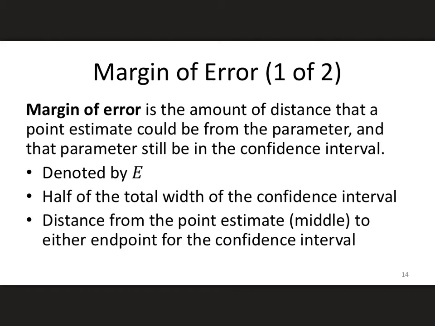So margin of error is the amount of distance that a point estimate could be from the parameter, and that parameter still be in the confidence interval. We will denote the margin of error by E. Half of the total width of the confidence interval is E, and it is the distance from the point estimate, so that's your middle value, to either endpoint of the confidence interval.